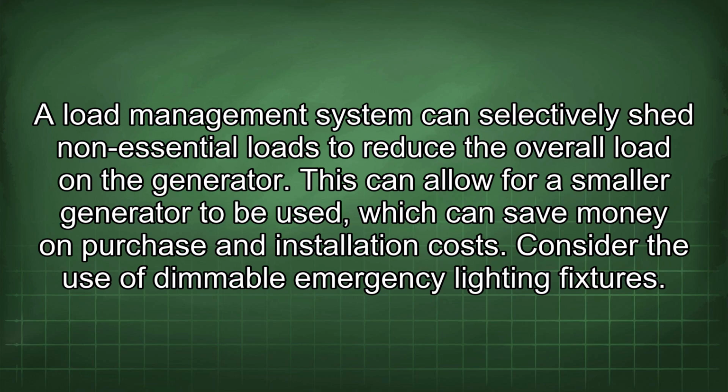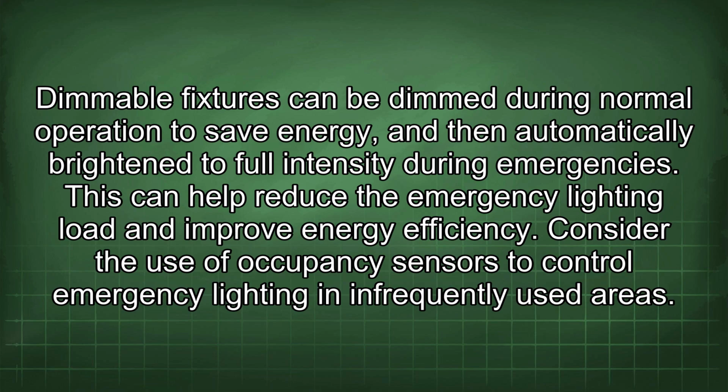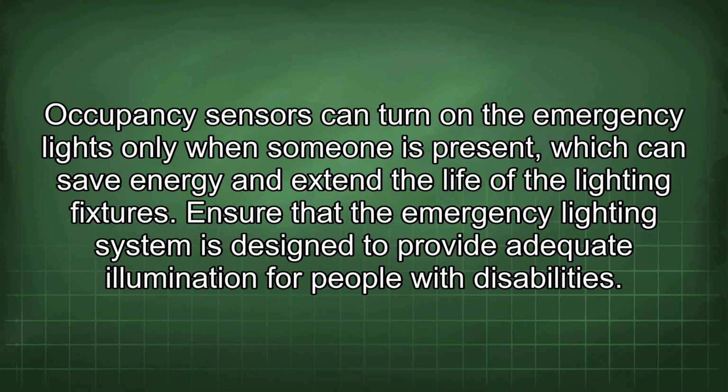Consider the use of dimmable emergency lighting fixtures. Dimmable fixtures can be dimmed during normal operation to save energy and then automatically brighten to full intensity during emergencies. This can help reduce the emergency lighting load and improve energy efficiency. Consider the use of occupancy sensors to control emergency lighting in infrequently used areas. Occupancy sensors can turn on the emergency lights only when someone is present, which can save energy and extend the life of the lighting fixtures.